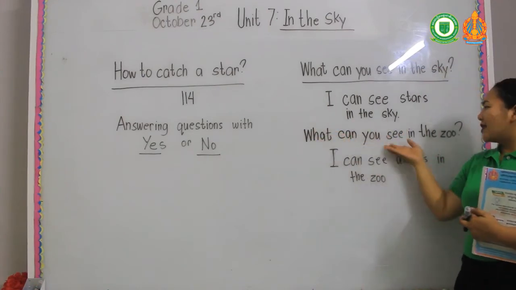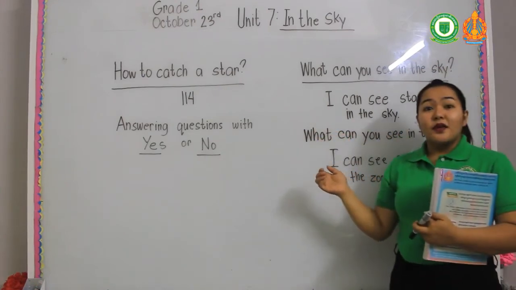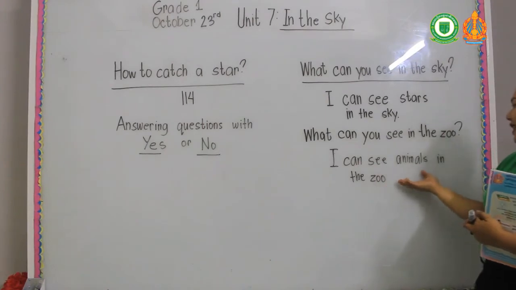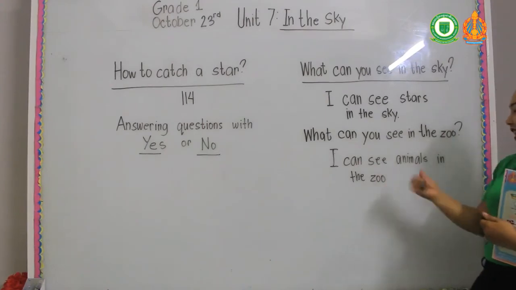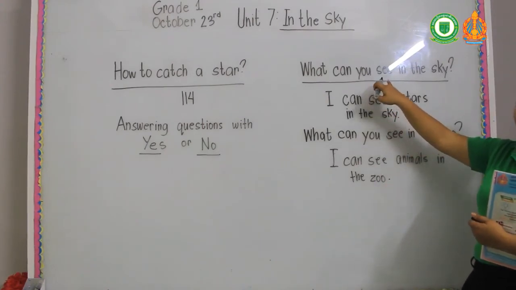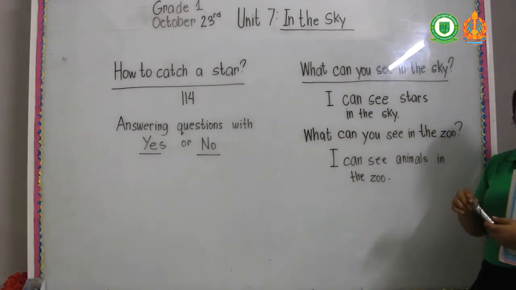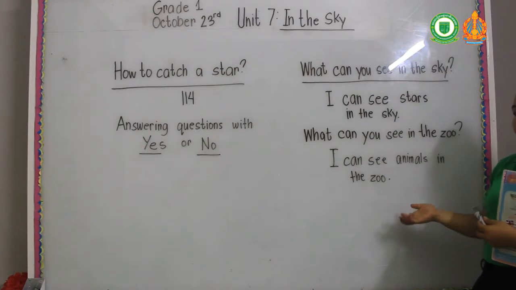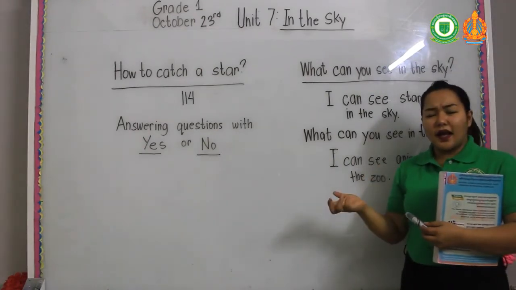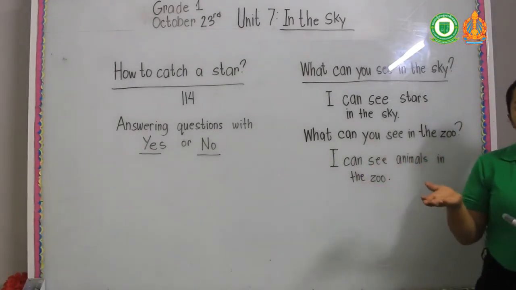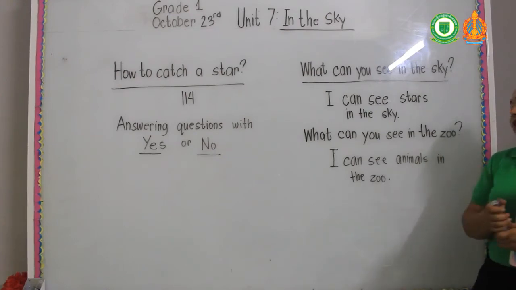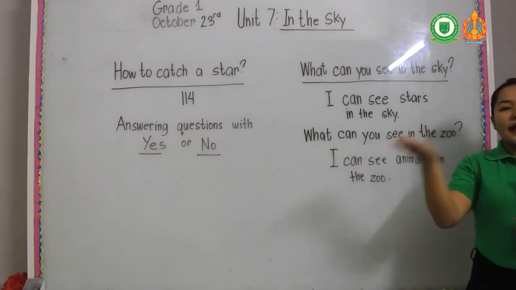Yeah? So what can you see in the zoo? I can see animals in the zoo. Right? So this is a very common way of questioning someone about something that they want to know. So I want to know what can you see in the zoo? Oh, you know what? I can see animals in the zoo, or you can see animals in the zoo.